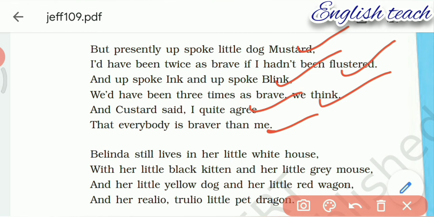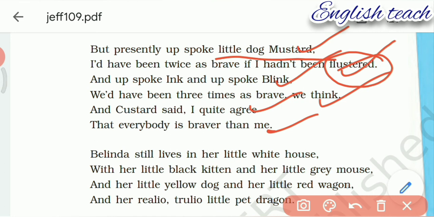In this paragraph, only flustered is the difficult word. Flustered meaning is upset or confused. So the poet describes that they thanked and showed their love towards the dragon. They changed their mind. They were reminded of how they used to make fun of this cowardly dragon, and now they all were praising him.